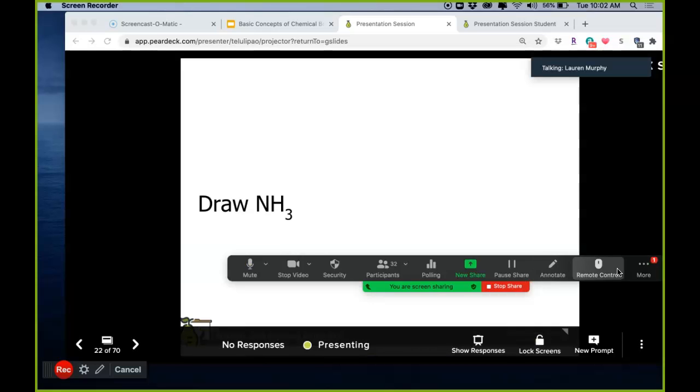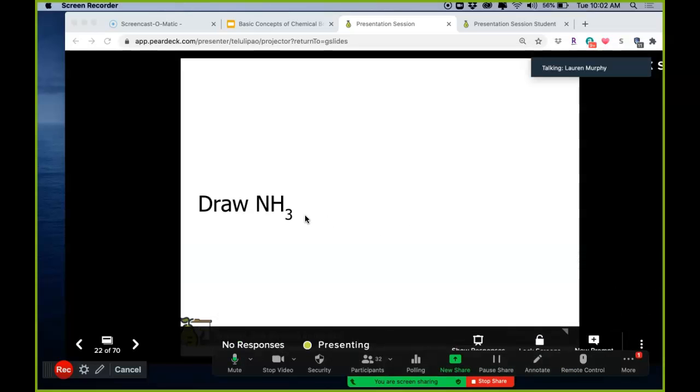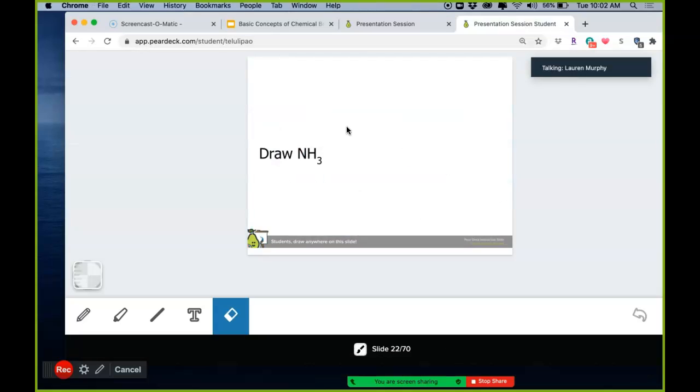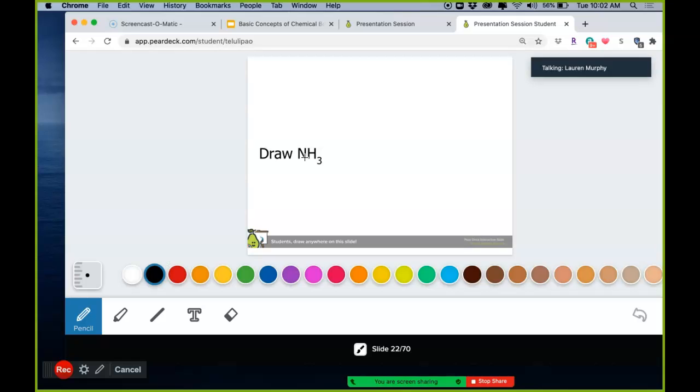All right, here we go. So we're going to draw ammonia. So you go to your periodic table. Obviously, nitrogen's going to be in the middle. Hydrogens are never going to be in the middle, right? Nitrogen has 1, 2, 3, 4, 5 valence electrons. And then you have your 3 hydrogens.